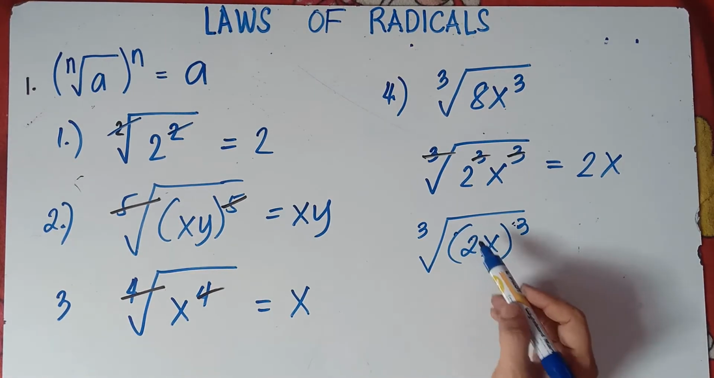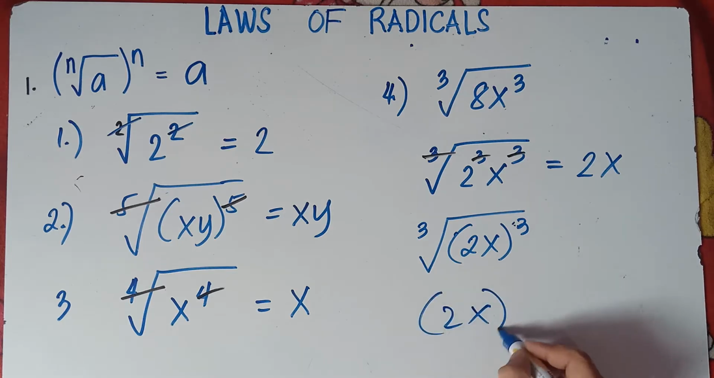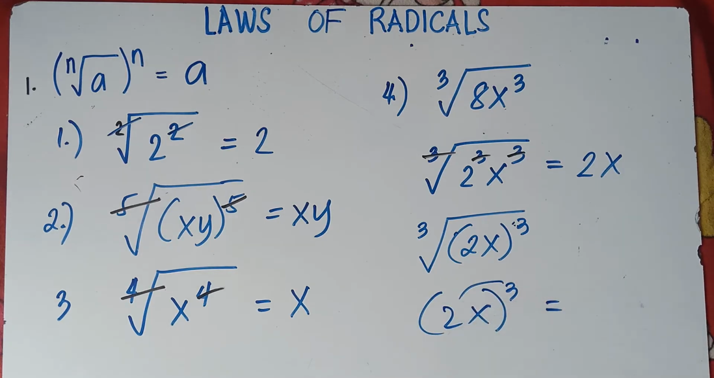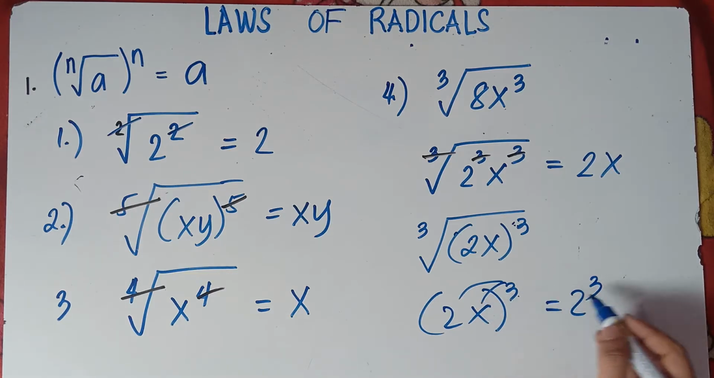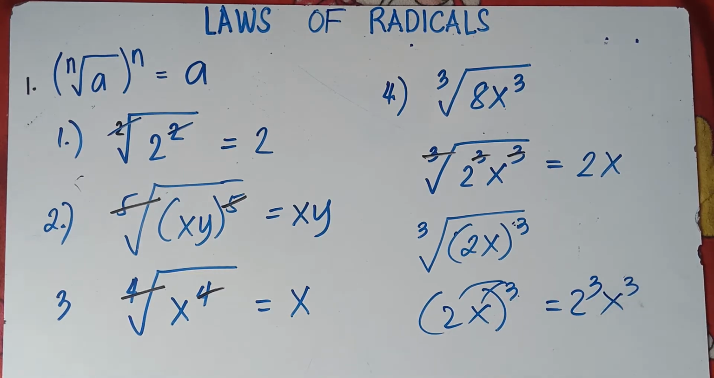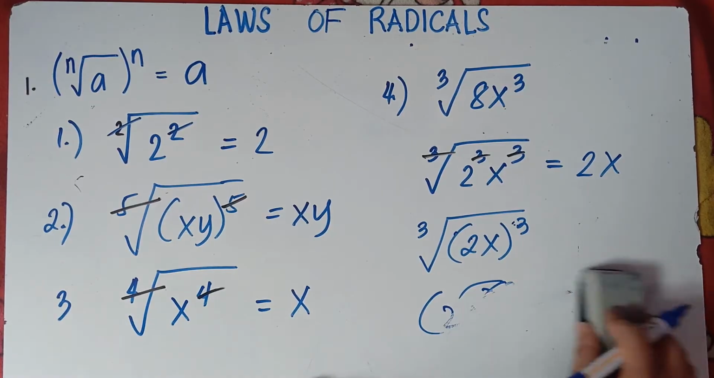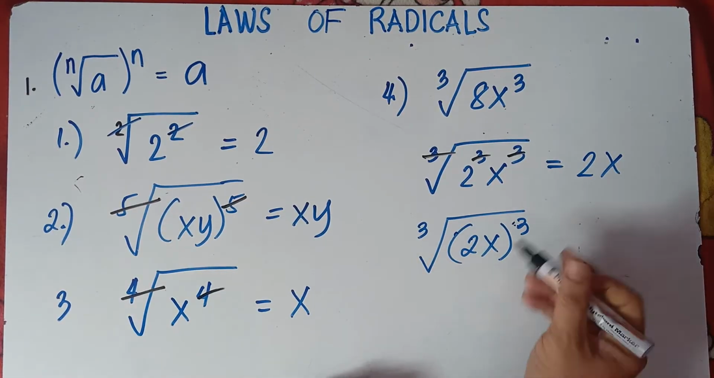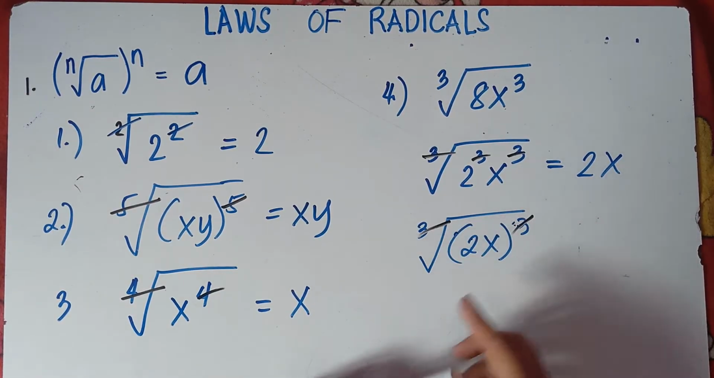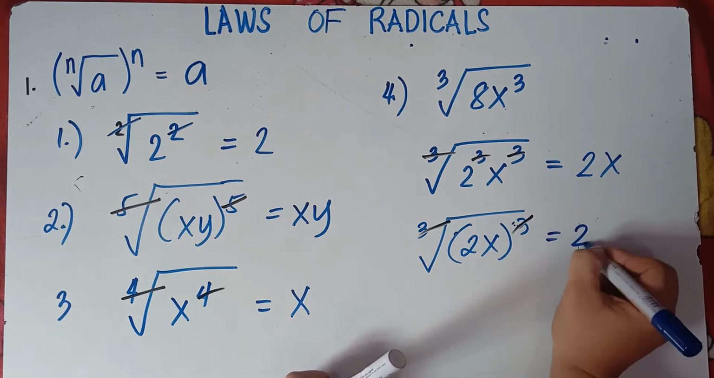So 2x quantity raised to the power of 3. You can distribute that one, that would be 2 raised to the power of 3, and then distribute it to x, that would be x raised to the power of 3. And then, your answer will be the same. So you can cancel this out, and your answer will be the same, 2x.